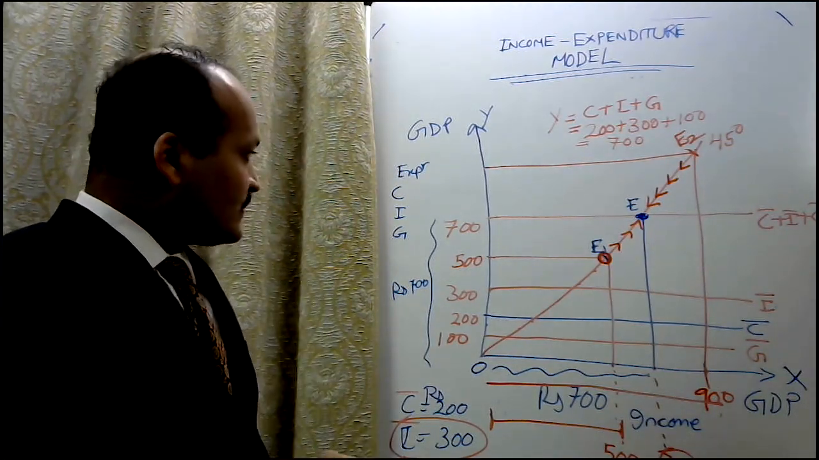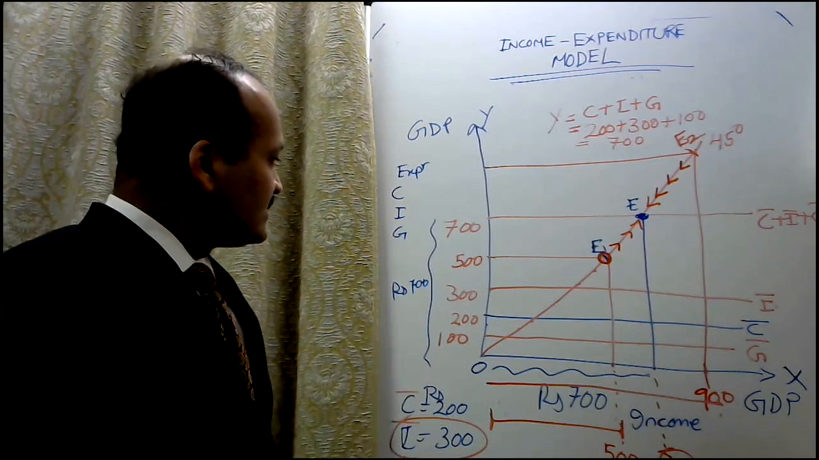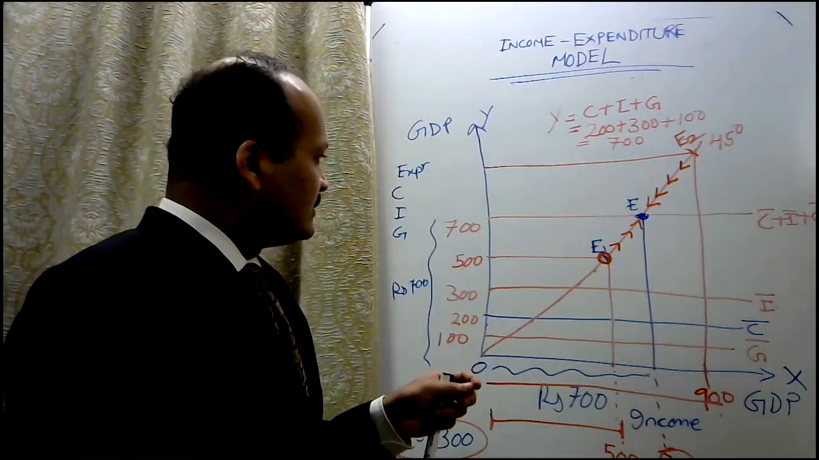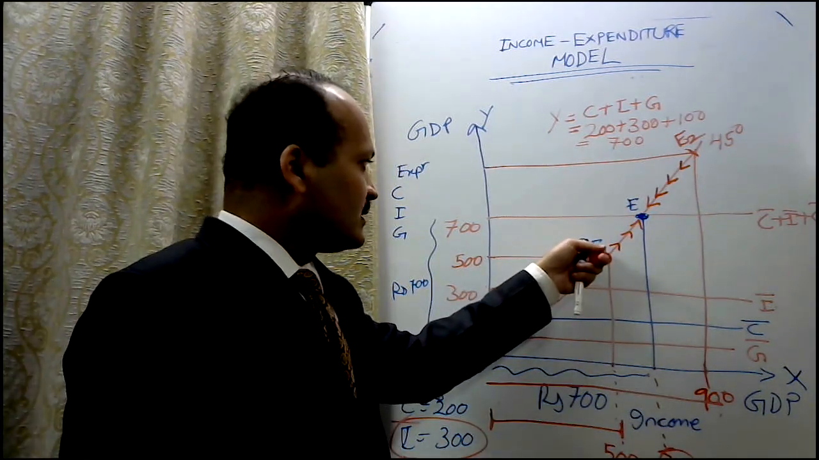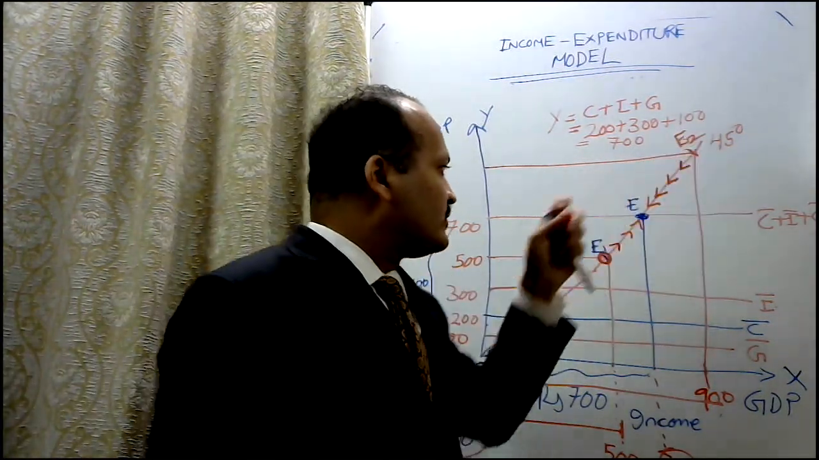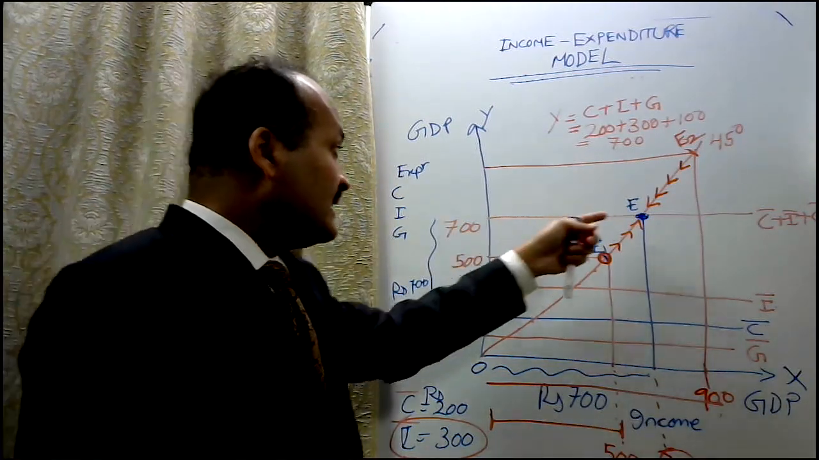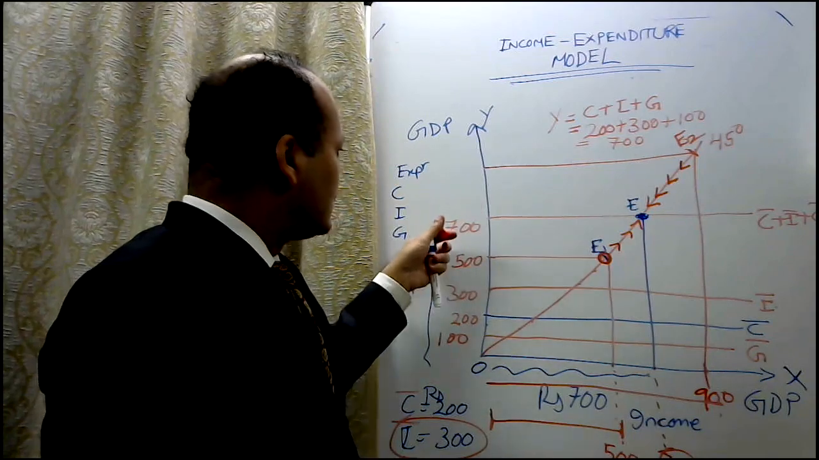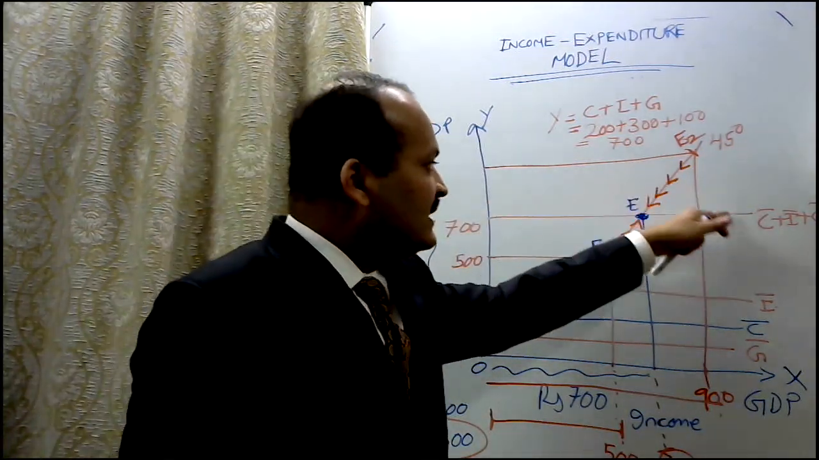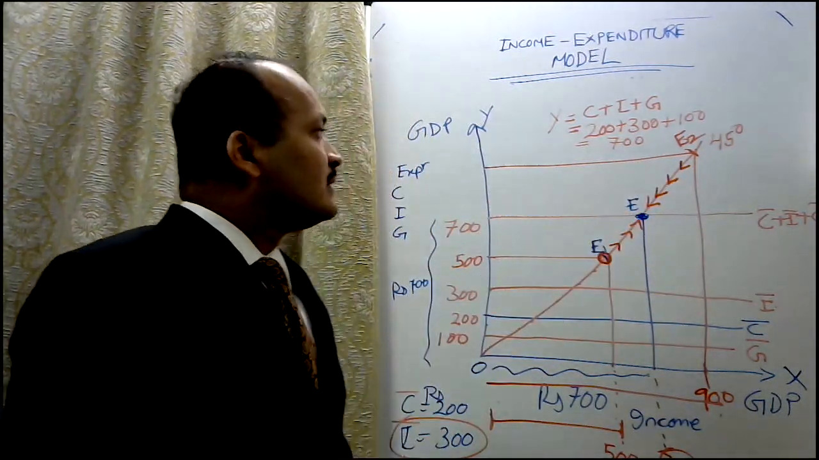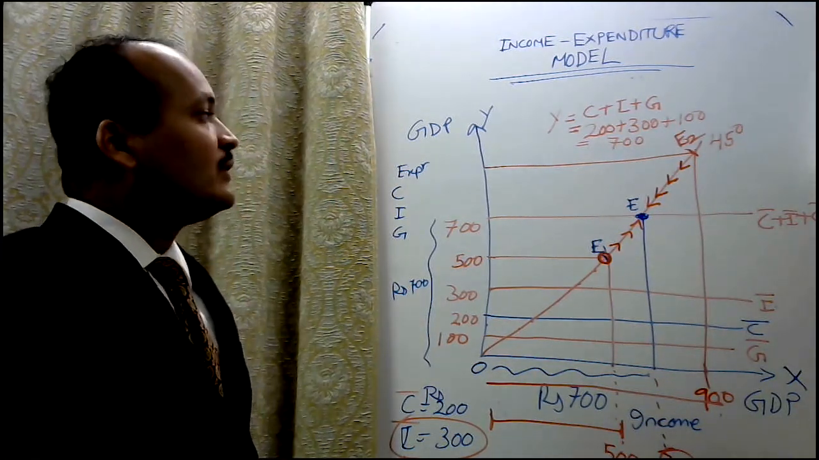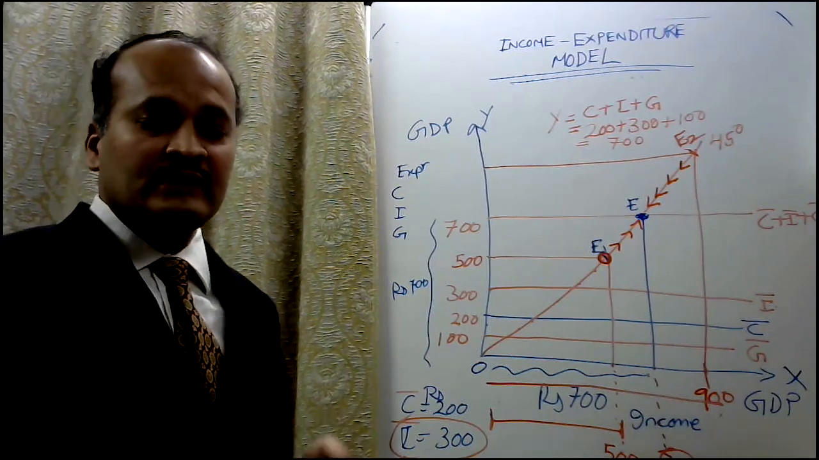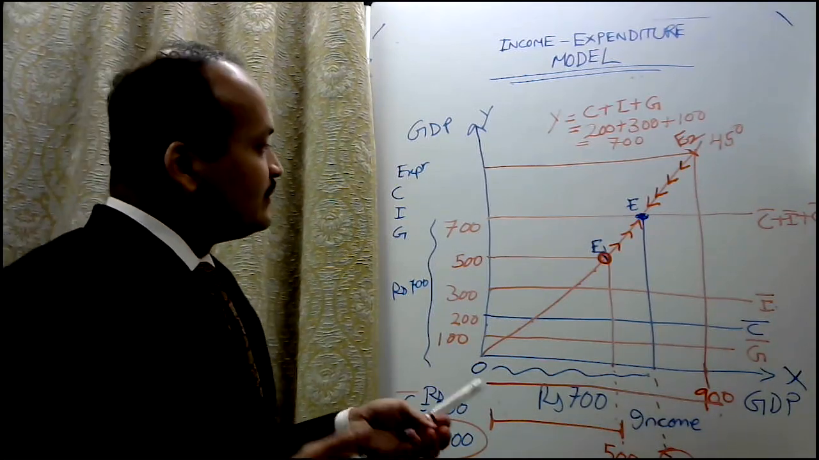Now, the key message from this model is what is driving the equilibrium point. When it was E1 it was not at equilibrium, and at E2 it was not at equilibrium. Only at E are we getting equilibrium, and this point E is decided by where the aggregate expenditure line is intersecting the 45-degree line, or the line of possible equilibrium points. So it is expenditure which is driving equilibrium in the economy.